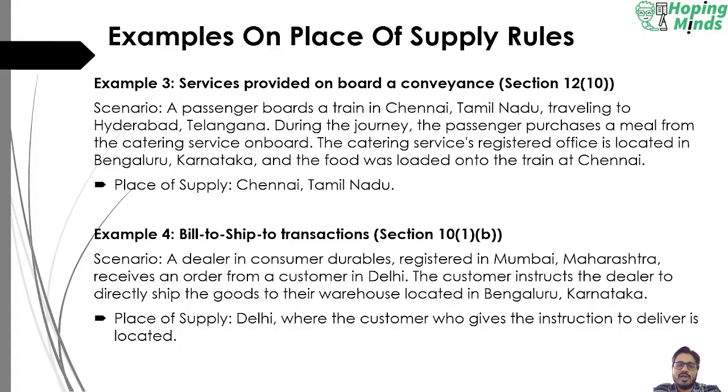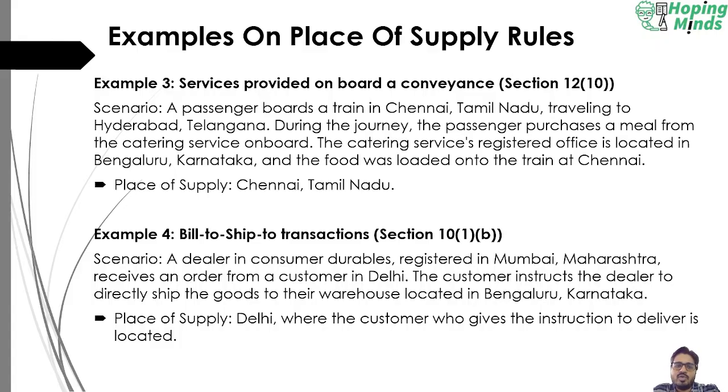Then we have a bill to ship to transaction example. A dealer in consumer durables registered in Mumbai, Maharashtra receives an order from a customer in Delhi. The customer instructs the dealer to directly ship the goods to the warehouses located in Bangalore, Karnataka. So the place of supply in this case will be Delhi, where the customer who gives the instruction to deliver is located.